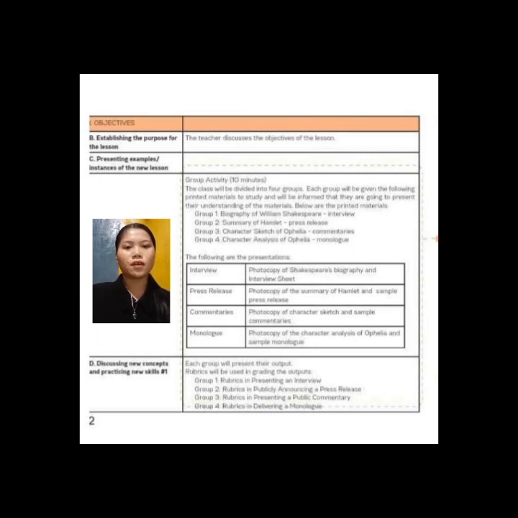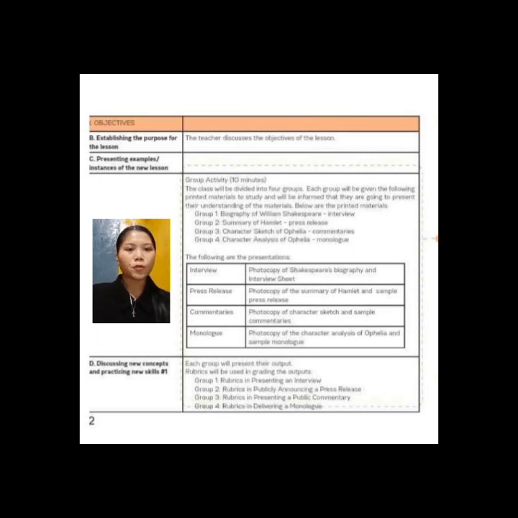So we have here a monologue. In this activity, Teacher Faye selects the existing learning materials. She also finds out that there is a need to develop other materials that will support the learner competencies aligned to the learning goals. In that table, the following are the presentations. Group 1, interview. Group 2, press release. Group 3, commentaries. And group 4, we have here the monologue.